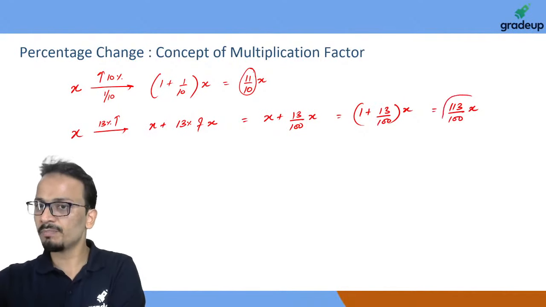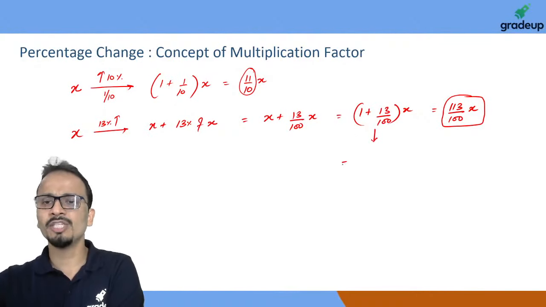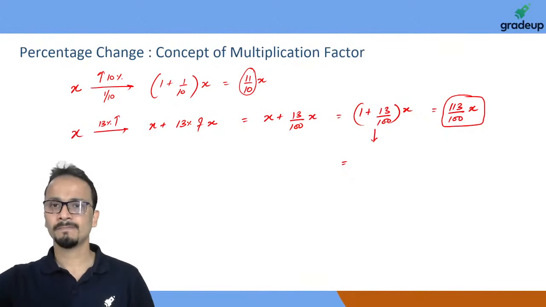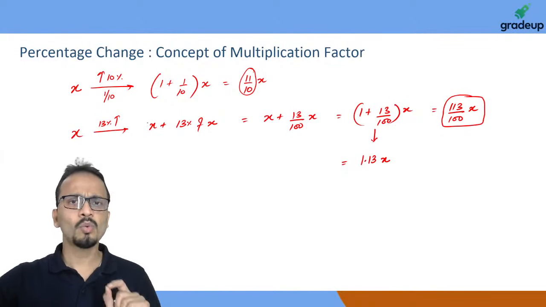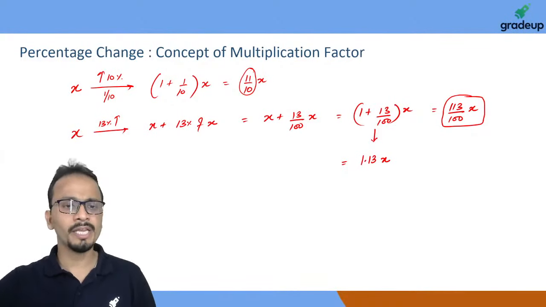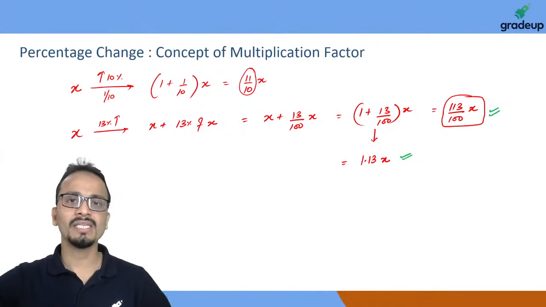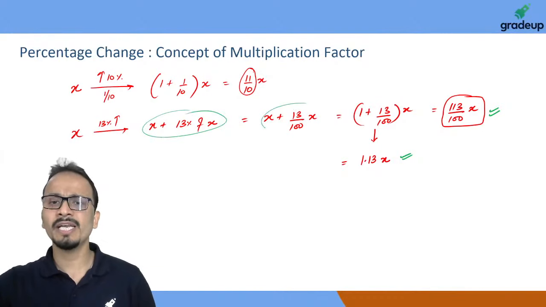If this particular thing is helpful, I'll leave it in fractions. Otherwise, at this step, 13 upon 100 is 0.13. 1 added to this number will become 1.13 times x. So x, when increased by 13%, can be written in two different ways, whichever is helpful for us. One is in terms of fractions, which is 113 upon 100 x, and the second way is 1.13x.